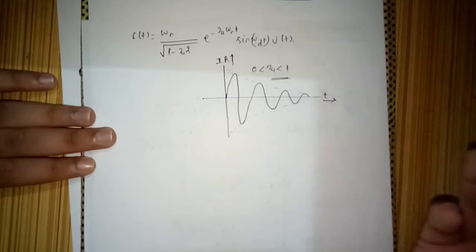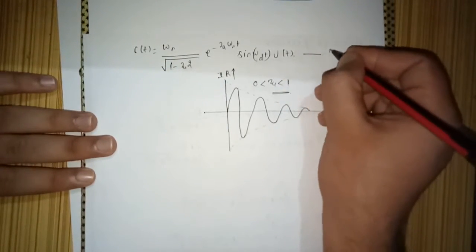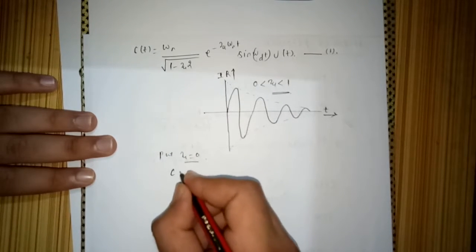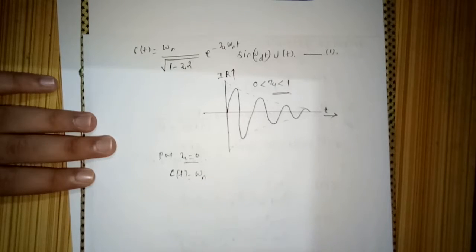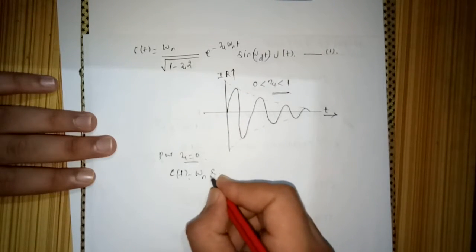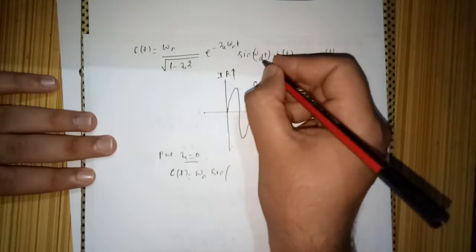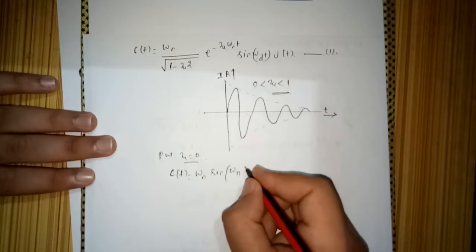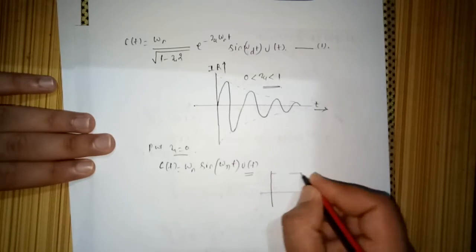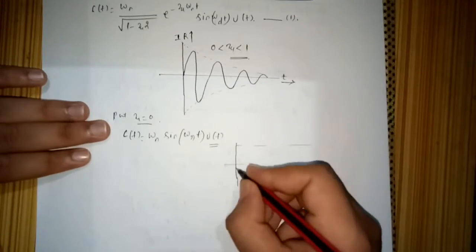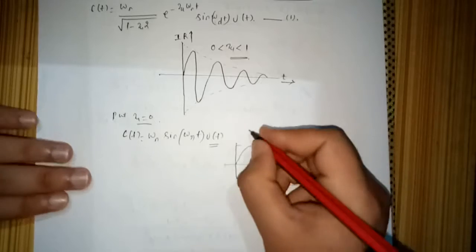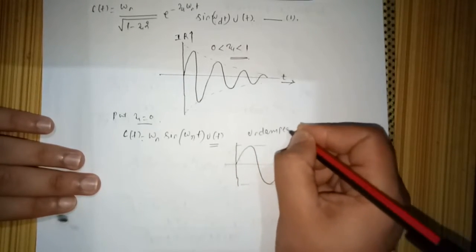If zeta is equal to 0, I simply put zeta equal to 0 in this equation. What I get is c(t) is equal to omega n, and this part goes to 1, this part goes to 1, and I'll be having sine omega d t, with omega d equal to omega n in that case, and u(t). So I'll be having this kind of response. Right, so this is called our undamped system.